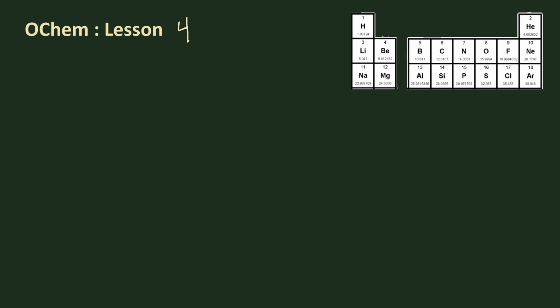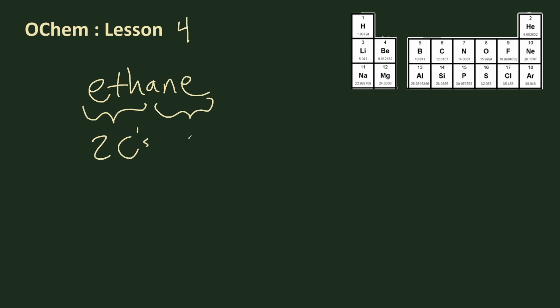Organic chemistry lesson 4 is going to be an easy one if you're coming from lesson 3. We're going to talk a little bit about ethane. Let's write ethane. Eth in organic chemistry means two carbons, and ane means that it's all single bonds. Let's take a look at the only configuration that would make up something like this.